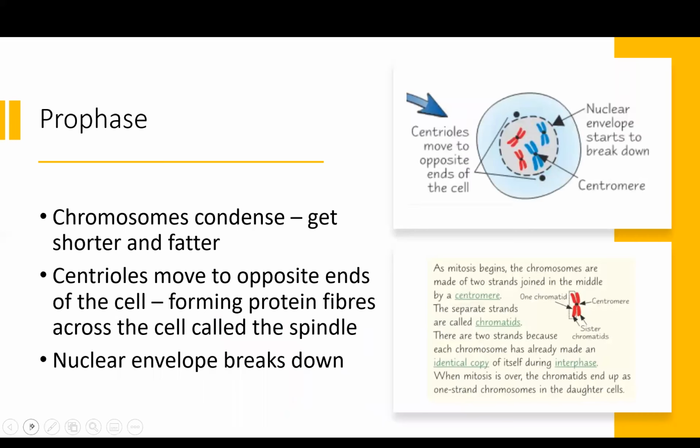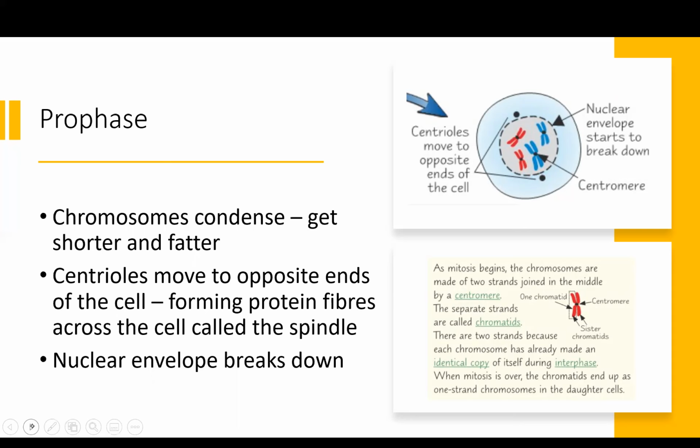So first stage of mitosis is prophase. In prophase, the chromosomes condense, and they condense by getting shorter and fatter. And we get tiny bundles of protein forming. These tiny bundles of protein are called centrioles. What these centrioles do is they start to move to opposite ends of the cell. And as they're moving to opposite ends of the cell, they form a network of protein fibers across the cell, and it's called the spindle.